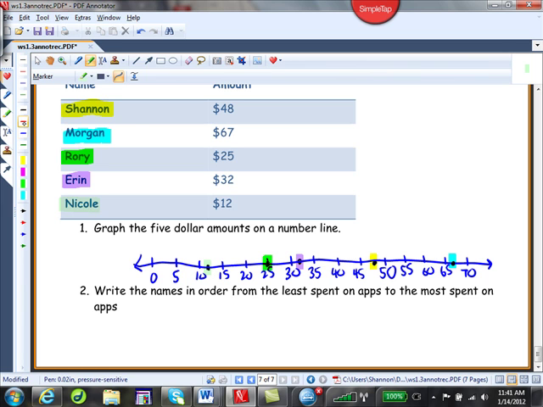All right, so write the names in order from the least spent on apps to the most spent on apps. So it's easy since we've done this on the number line, right? We just look at the corresponding person and we can make our list. So notice that Nicole spent the least, so she'll go first. And then Rory, and let's see, 32 was Aaron. And then the yellow was Shannon. And Morgan spent the most. So here we go, we're all set.